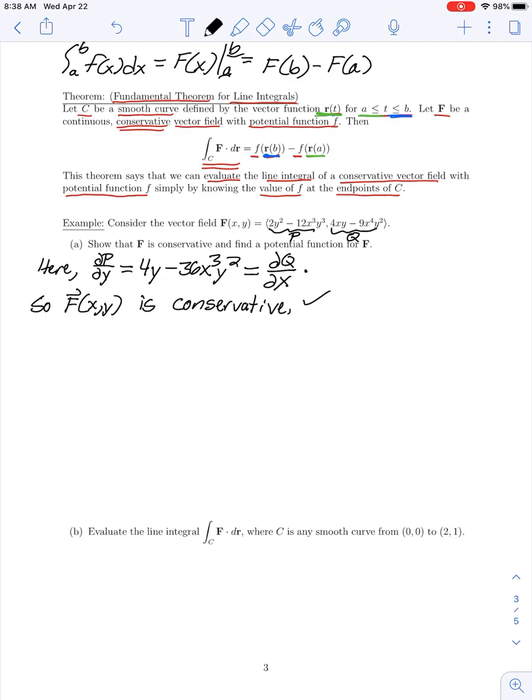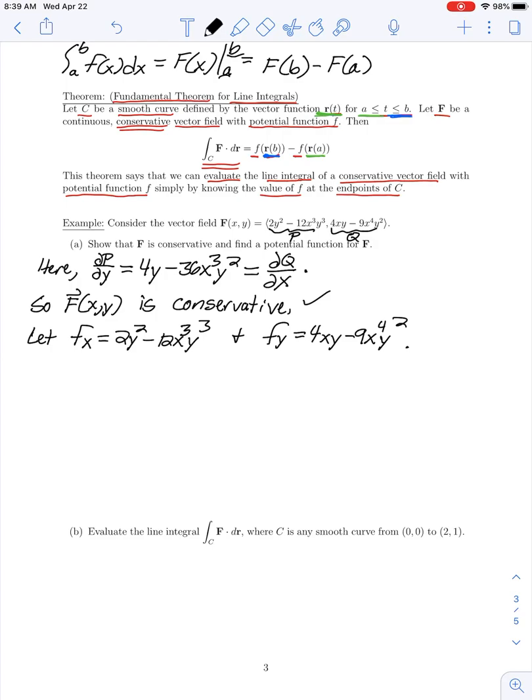So that means that this vector field is the gradient of some potential function, and we're asked to find that potential function. So we know in order for our field to be the gradient of some potential function, the derivative of that potential function with respect to x has to equal my first component of the given vector field. That is 2y squared minus 12x cubed y cubed. And the partial derivative of f with respect to y is equal to the second component of our given field. That is 4xy minus 9x to the fourth y squared.